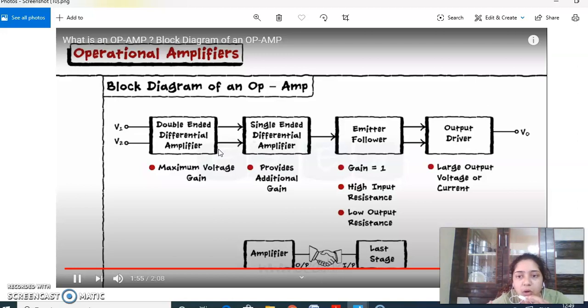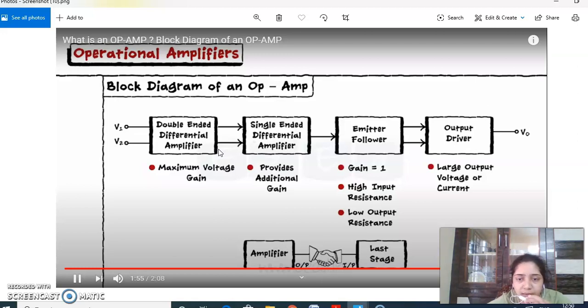And the next one is the output driver. Generally, the operational amplifier output is applied to the speaker. It is going to amplify your voice or your sound, right? So the output driver should have very low output impedance. The output driver is going to have a large output voltage or current gain. So it may be voltage gain or it may be current gain.